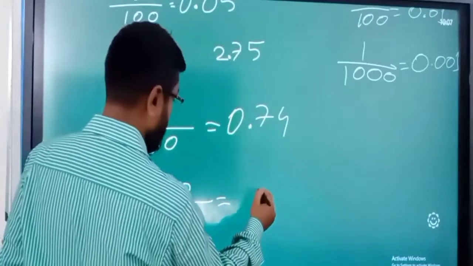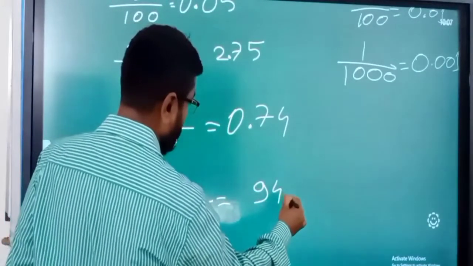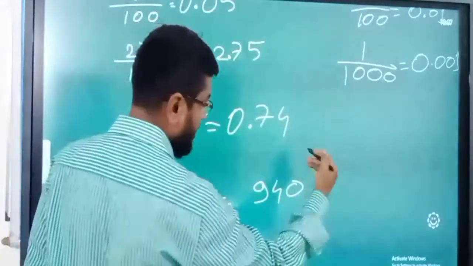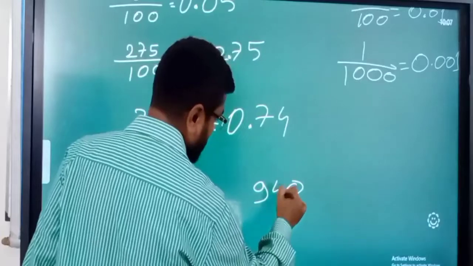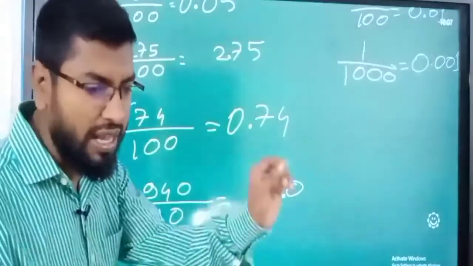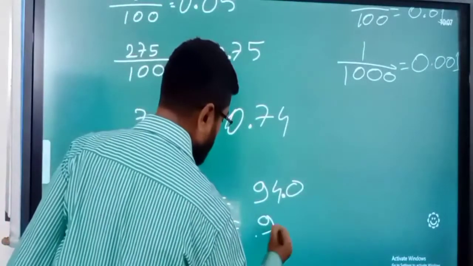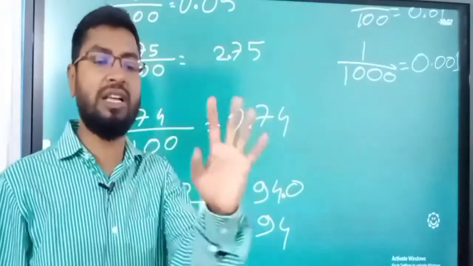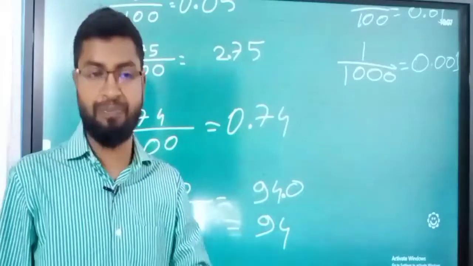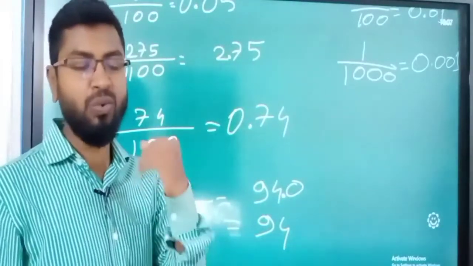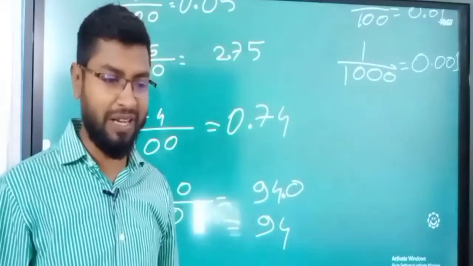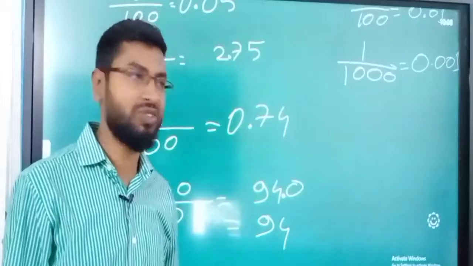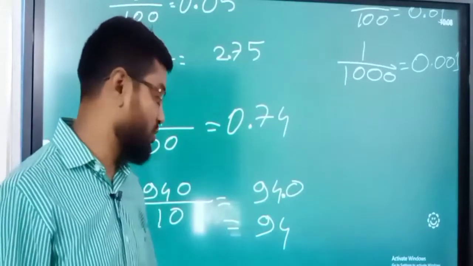Now this one. 940 I will write, then this is 10. From the right side we will count 1 2. That means after the decimal if there is 0, 0 has no value. So the original answer will be 94. If we need, we can put 1000 zeros, no problem. After the decimal the value will not change.